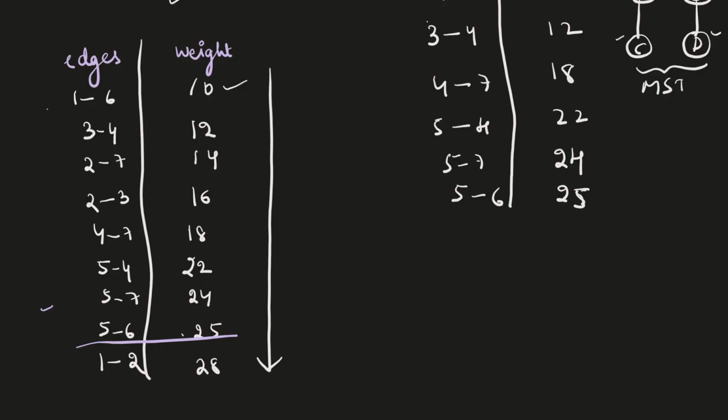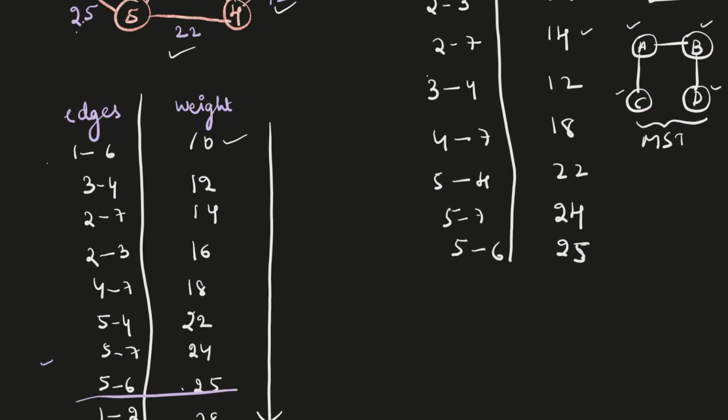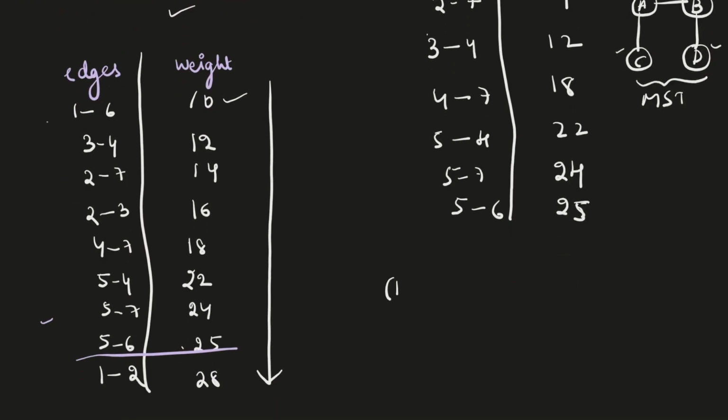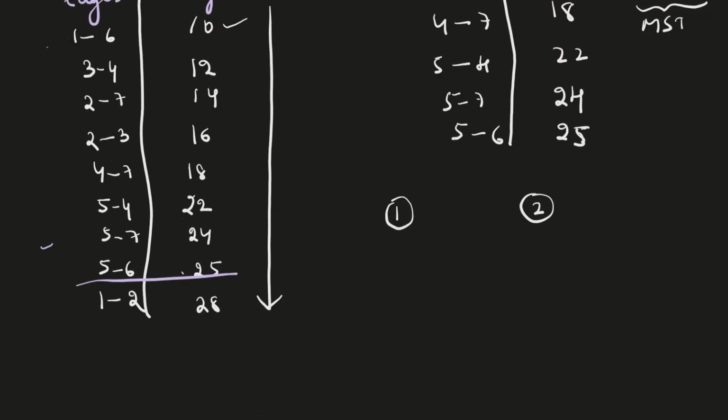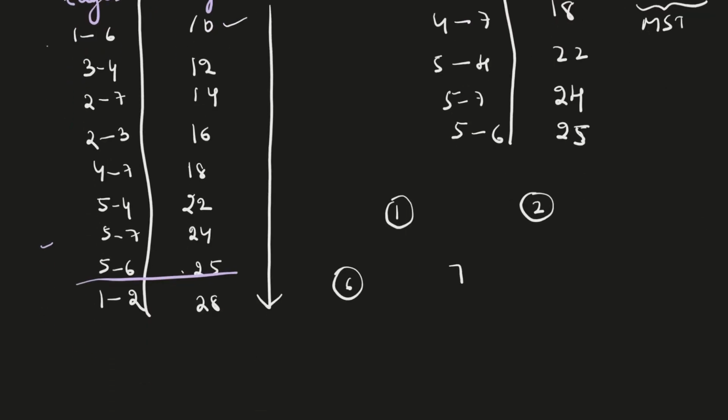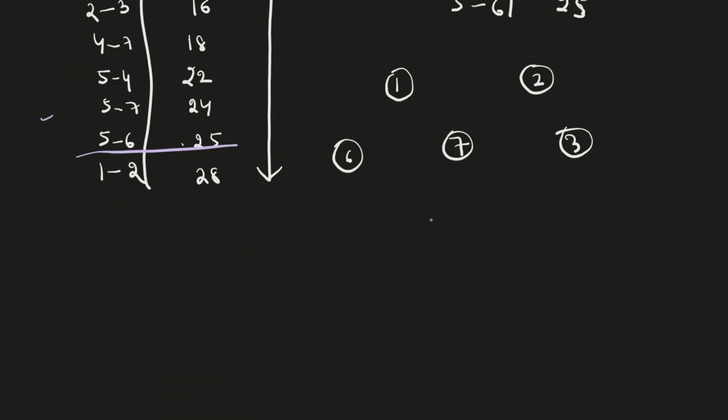So now once your ascending order is formed, your task is to find a minimum spanning tree. So now let's write down all the vertices which we were having, that is 1, 2, 6, 7, 3 and the last is 5 and 4. So these are the vertices. You need to write them in the same way as you are having it in the question. Okay. So now let's form the minimum spanning tree using the sorted table.